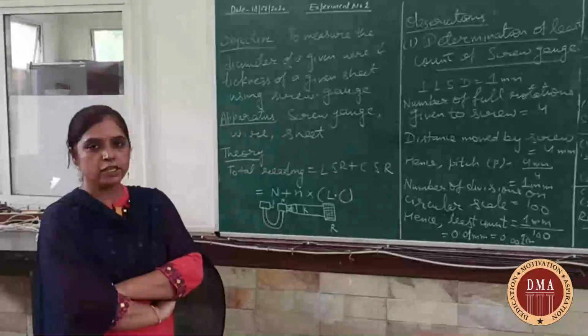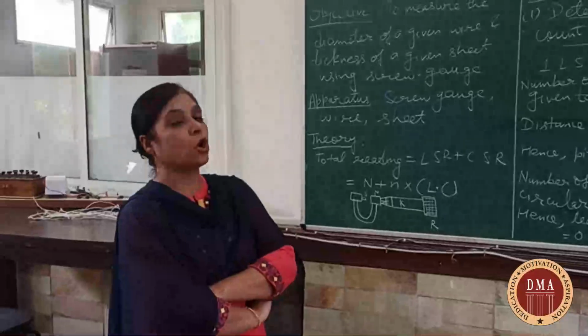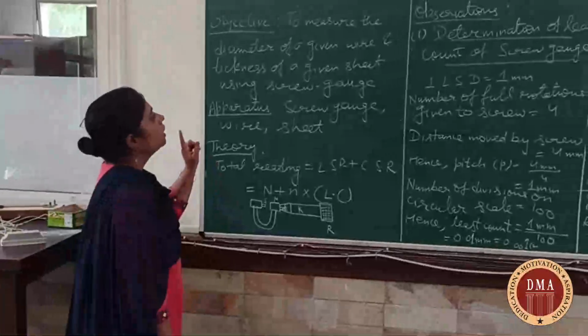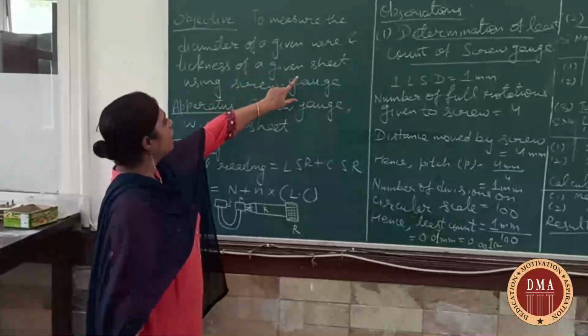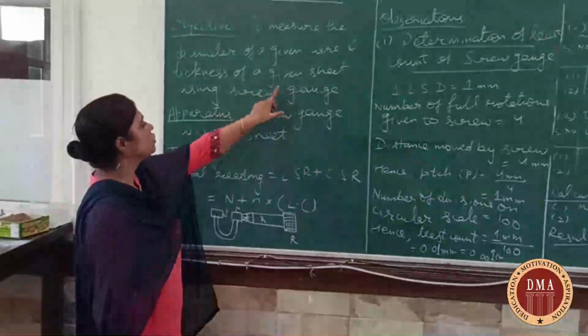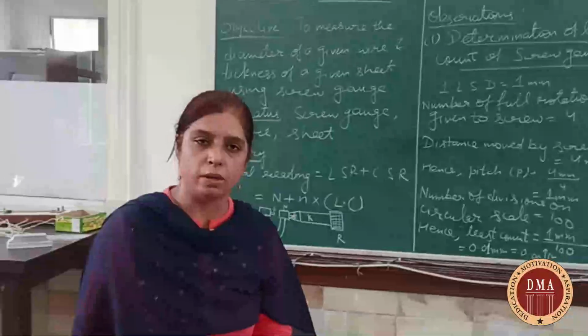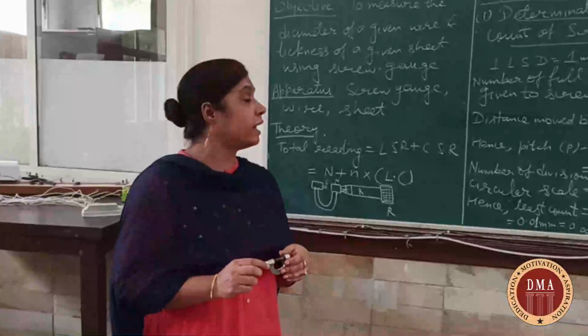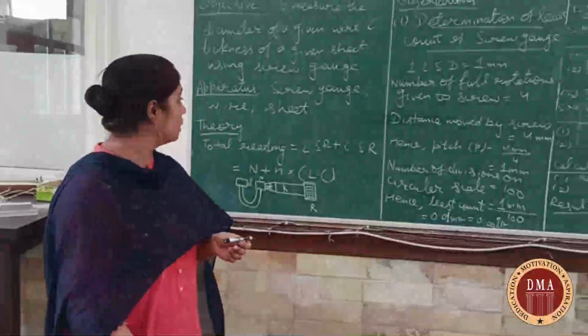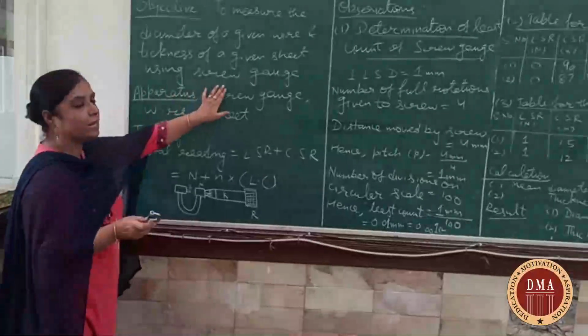We'll start the second experiment for class 11. The objective of the experiment is to measure the diameter of a given wire and the thickness of a given sheet using a screw gauge. Here we are using a different instrument to measure the diameter of the wire and the thickness of this given sheet with the help of the screw gauge.